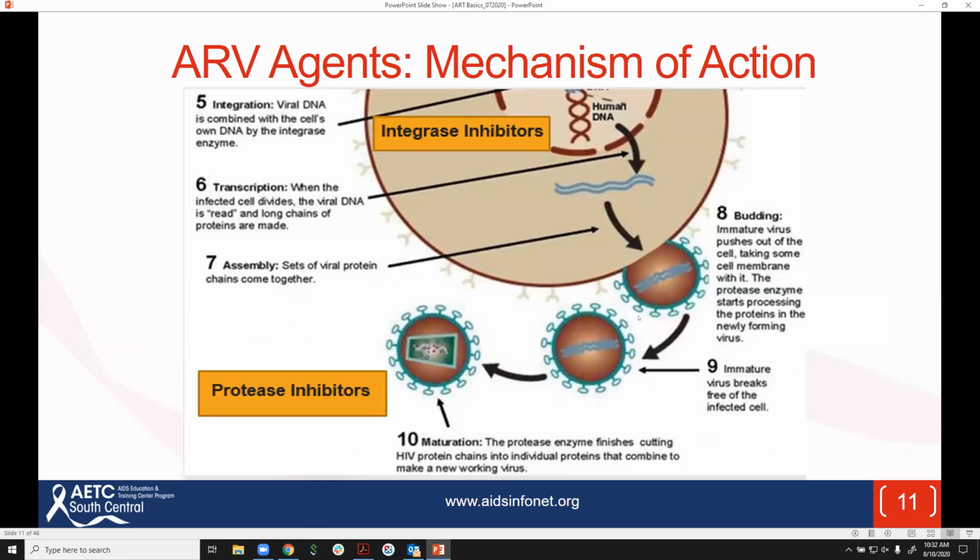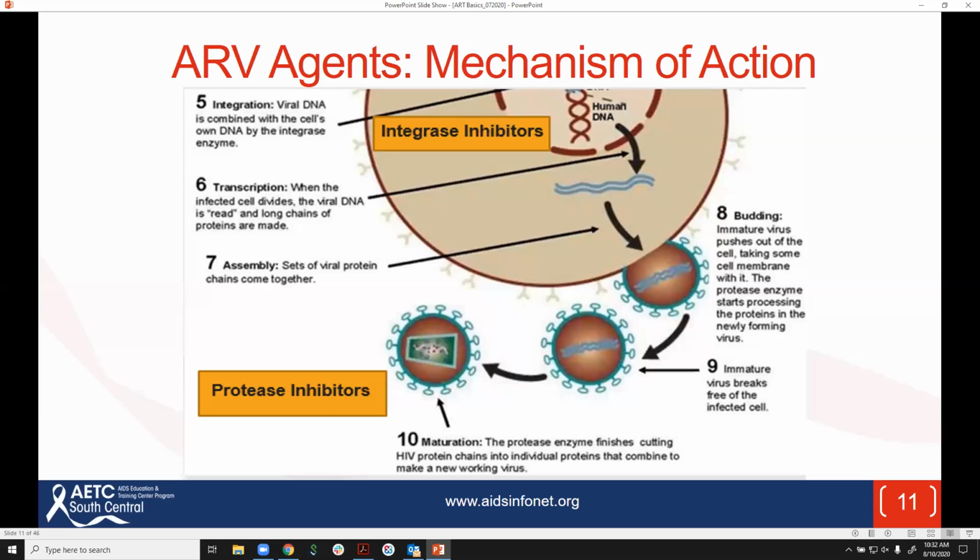So let's go back to our life cycle here. After receptor attachment, membrane fusion, and the reverse transcription from HIV RNA to DNA, HIV has 2 other enzymes that now come into play in order for the HIV genetic material to become a mature and infectious virion.